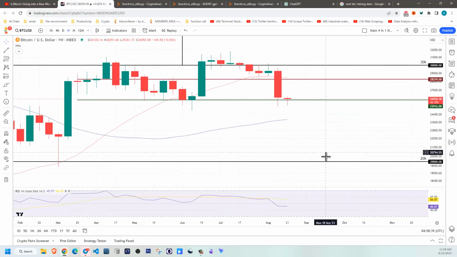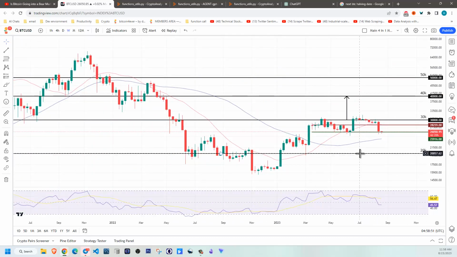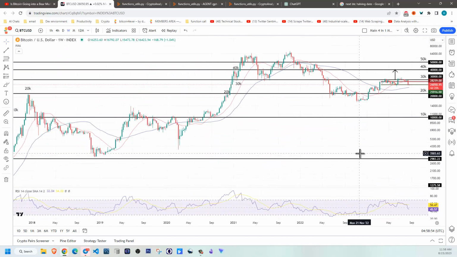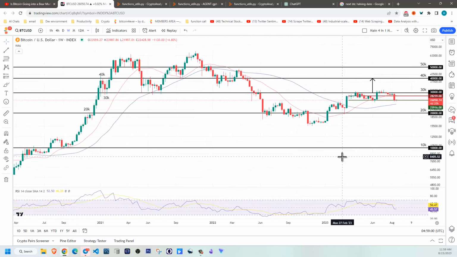I mean, we have room until the 20K. I wouldn't be worried about going into a bear market unless we break below 20K. That would be horrible if we actually break below 20K, because it would be breaking every pattern we ever saw in the past. It would be really confusing, and it would probably trigger a lot of fear in the market.